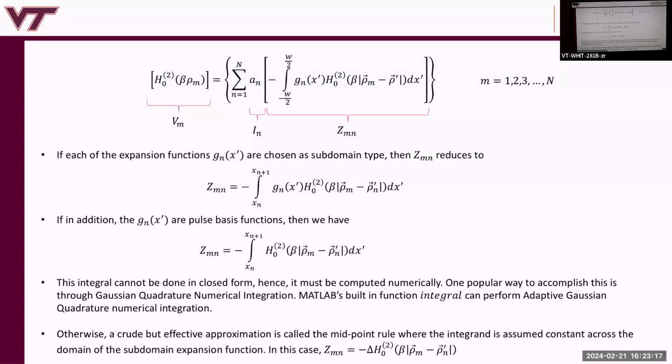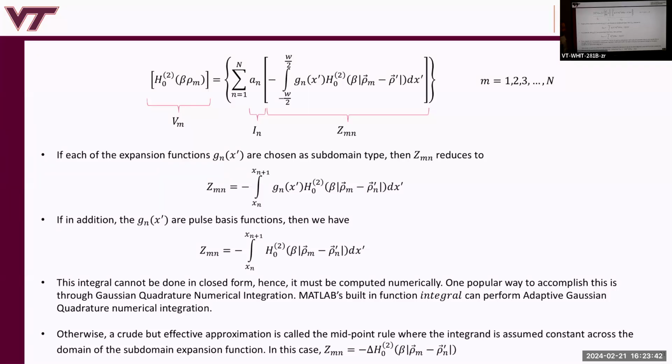In addition, if the Gn of x prime are pulse basis functions, then Gn of x is equal to 1 over this domain. So now you've reduced it to this. This is the easiest, that's why pulse are popular. However, this integration for the impedance matrix cannot be done in closed form. So you have to resort to numerical integration. We'll go over numerical integration techniques later in the course.